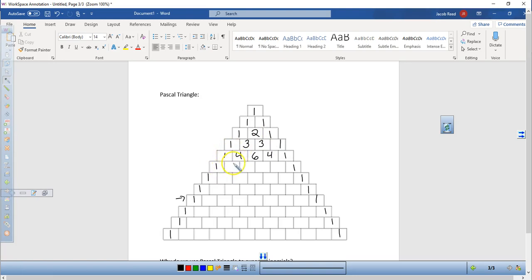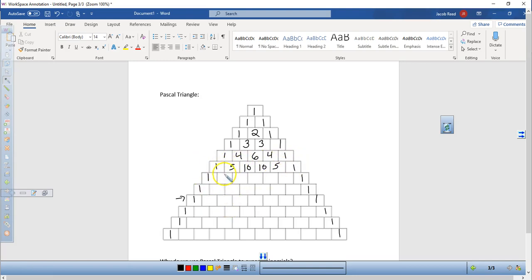So here, we've got 5. So that's 1 and 4. And then we have 4 and 6 makes 10, and then watch what happens. 6 plus 4 is 10. There's the replication. 4 and 1, 5. 1, 5, 10, 10, 5, 1. It replicates going the other way.